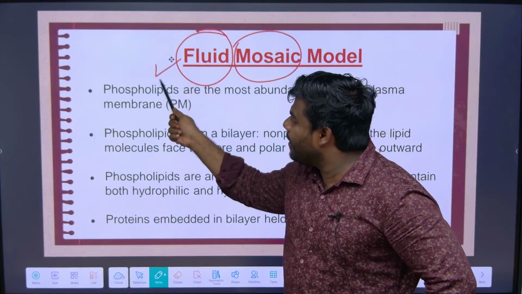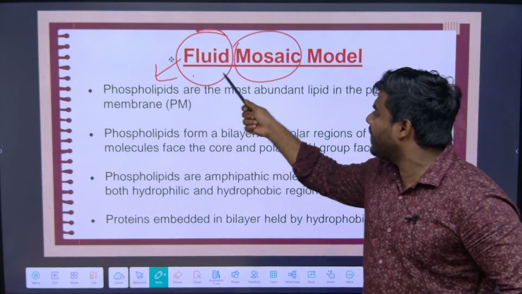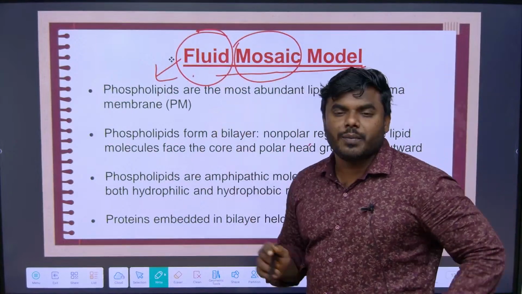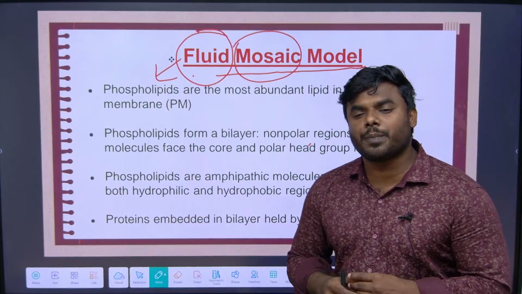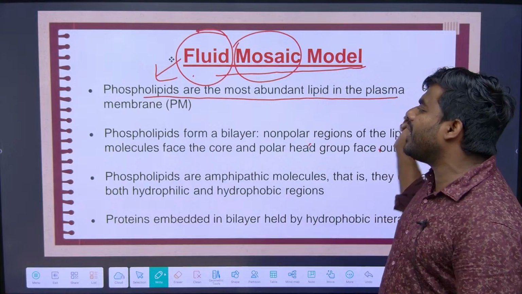What is fluid here? Lipid. Lipid always appears as a fluidized structure. That's why we call it the fluid mosaic model. So undoubtedly, the plasma membrane contains a variety of lipids. Among all the lipids, which lipids are more predominant? Undoubtedly, phospholipids are the most abundant lipid.